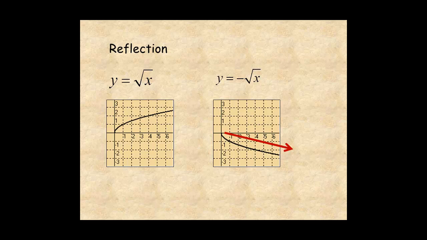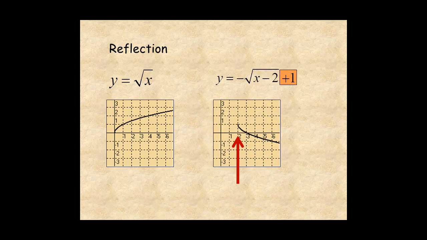Here's an example of a reflection in combination with other transformations. First, multiply the function by -1, and the graph is reflected across the x-axis. Then replace x by x minus 2, and the graph is translated 2 units to the right. Finally, add 1 to the function, and the graph is translated 1 unit up. You can make the graph open down instead of up.